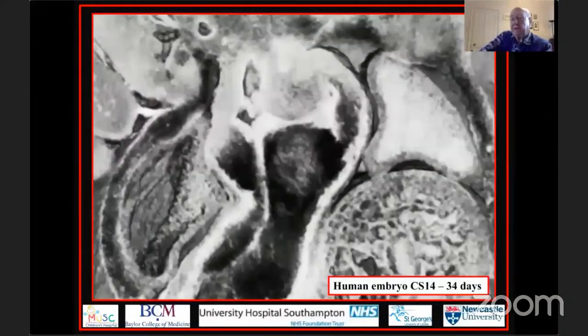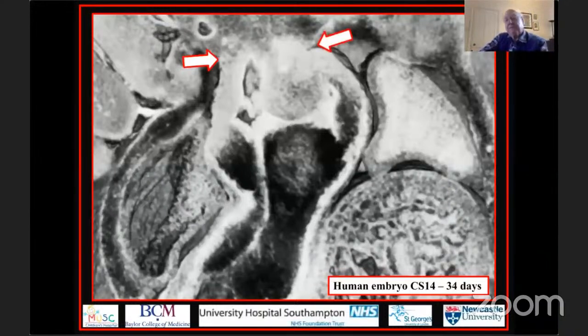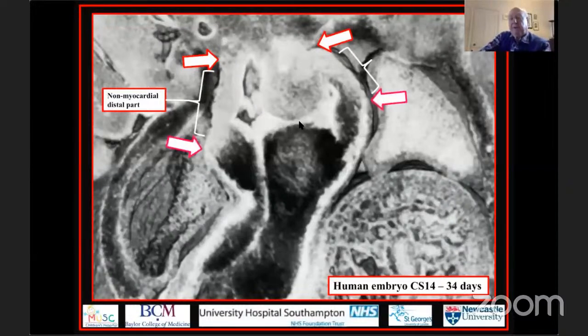But that does not last for long, because in the next stage, Carnegie stage 14, only another 2 days have gone in embryonic development, and now there has been a distinct change in the distal part of the outflow tract. Those crevices that you see there mark the extent of the pericardial cavity, but now the distal part has become non-myocardial. New tissue has grown in that is non-myocardial from the heart-forming fields, specifically from the second heart field. And now there has been retreat of the myocardial border towards the base of the ventricular mass.